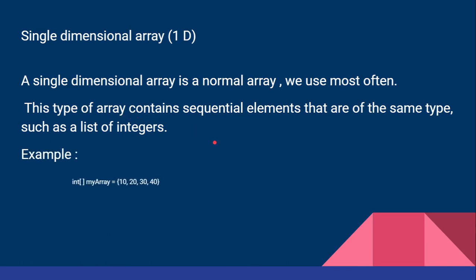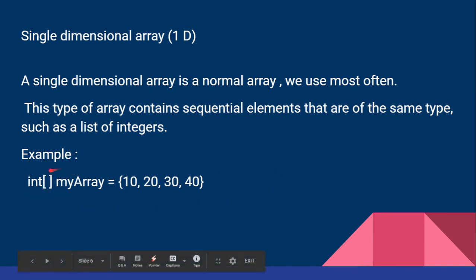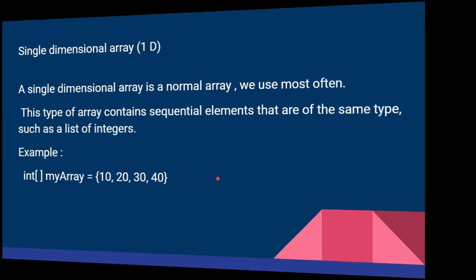An example of a one-dimensional array is int. This is the way the array is declared in Java. Int, and these empty braces are mentioned. This is one way of declaring the array. So int, that means myArray is the variable name. myArray is the name of the array which can hold integer type of data. So the data are 10, 20, 30 and 40, given in the curly brackets.